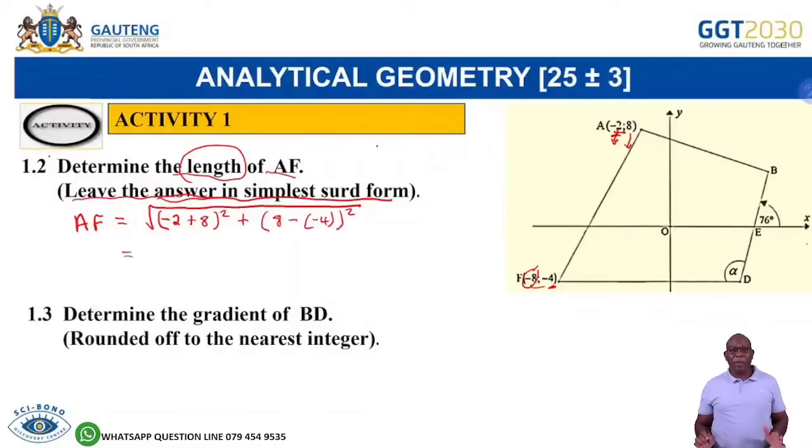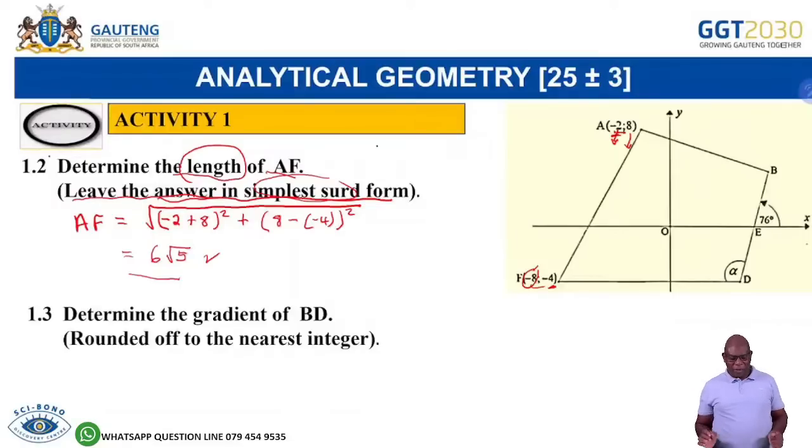My boys and girls, please don't try to add and subtract and all that when I have something like this. Just go straight to your calculator, put the square root, open bracket, minus 2 plus 8 squared, plus the way it is, and then from there you say equals to. The calculator will go and give you an answer like that. This is already in a simplified surd form.